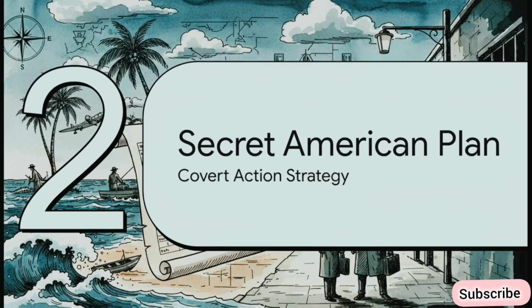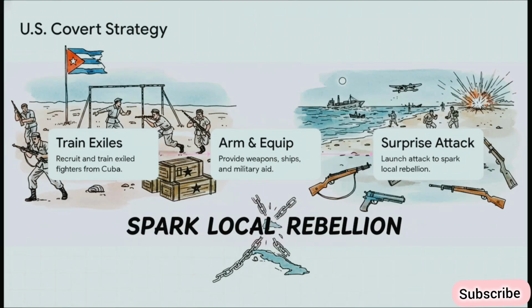Which brings us right to Section 2, the secret American plan and their strategy of covert action. Now let's step into the incredibly clandestine world of American intelligence at the time. U.S. officials essentially mapped out a highly classified strategy breaking down into 3 main steps. First, recruit and train exiled fighters who had already fled Cuba. Second, provide those exact fighters with weapons, ships, and military aid. And third, launch a sudden surprise attack.